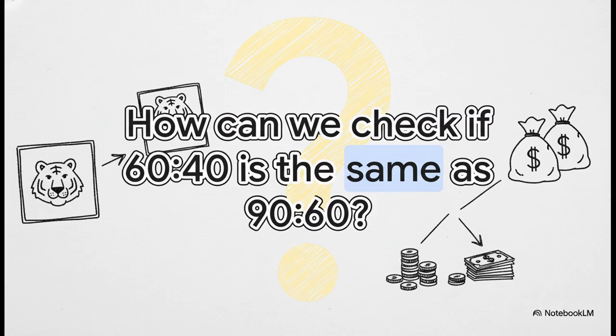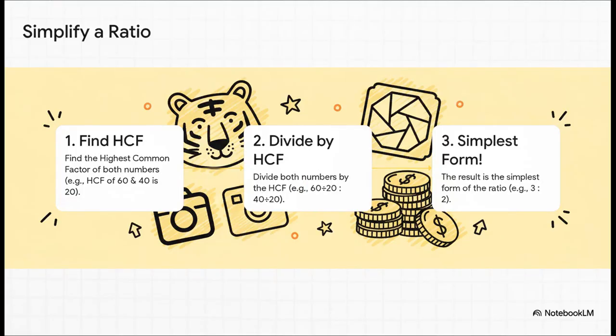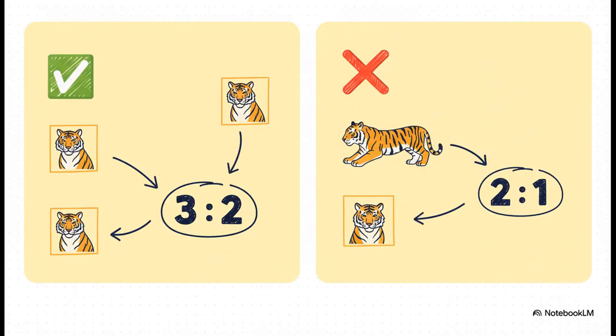Yes, there is. We just simplify the ratio. It's exactly like simplifying a fraction. First, you find the biggest number that can divide both parts, the HCF. For 60 and 40, that number is 20. Then, you just divide both numbers by the HCF. So, 60 divided by 20 is 3, and 40 divided by 20 is 2. So the simplest form of our ratio is 3:2. And here comes the magic.